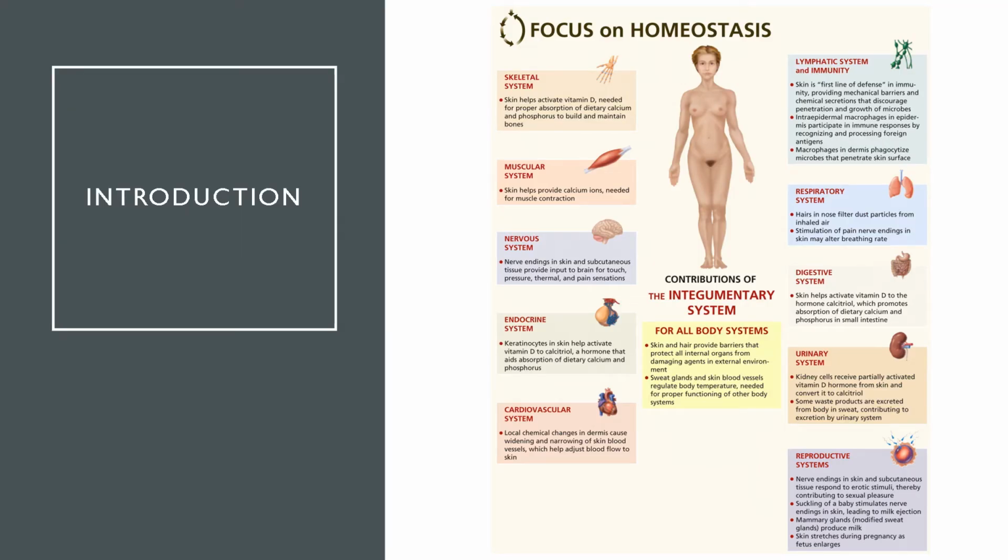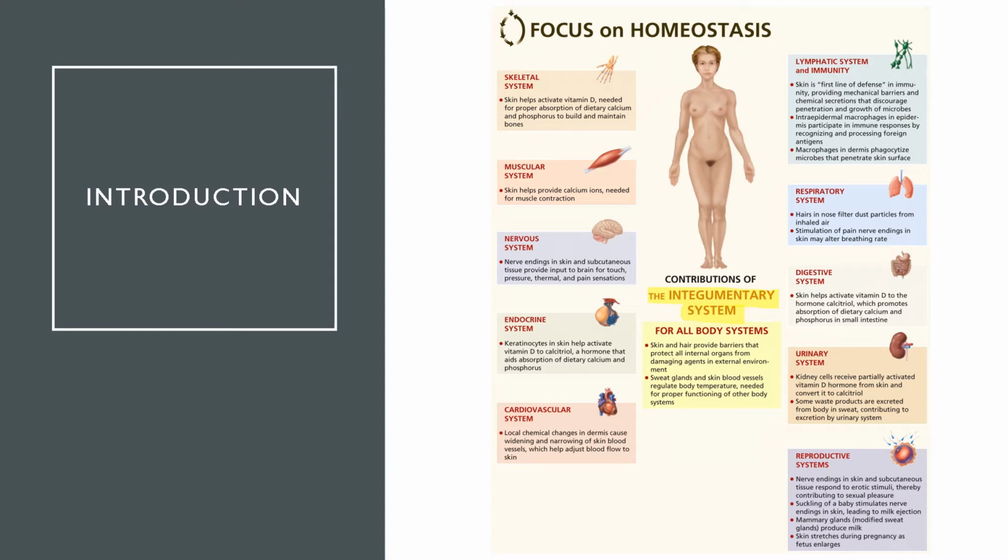So the integumentary system has a role in homeostasis involved in all body systems, as we can see in this nice diagram. And we're going to see these diagrams a lot when we talk about individual body systems because we really want to focus on homeostasis and see the contributions of individual body systems and how they contribute to each individual system.